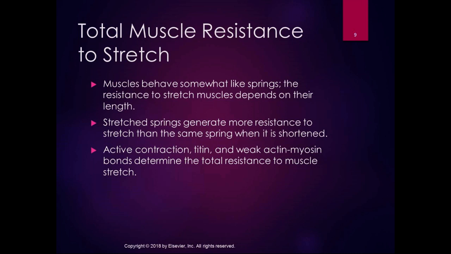Active contraction of the muscle: if you're contracting a muscle, it's harder to stretch it, right? The titin, that protein that is providing structure to the sarcomere, has passive resistance to muscle stretch. Weak actin-myosin bondings determine total resistance to muscle stretch as well. We're going to talk a little bit more about the weak actin-myosin bondings, but we have these built-in structural things that are adding resistance to muscle stretch. Then we're going to talk about some other things that add resistance to muscle stretch.